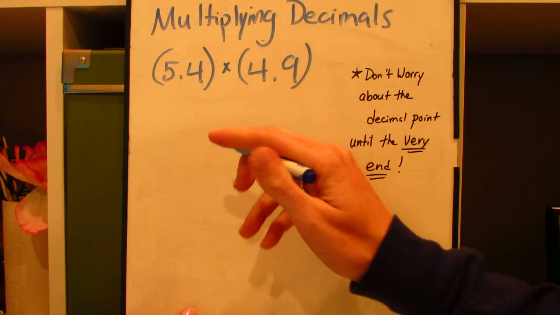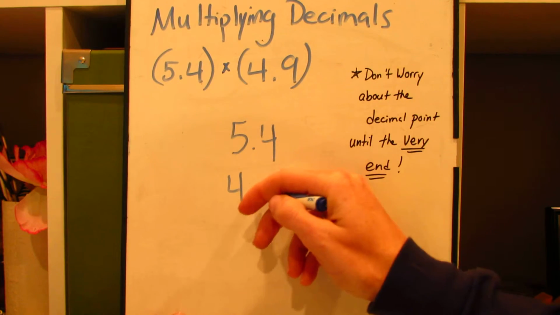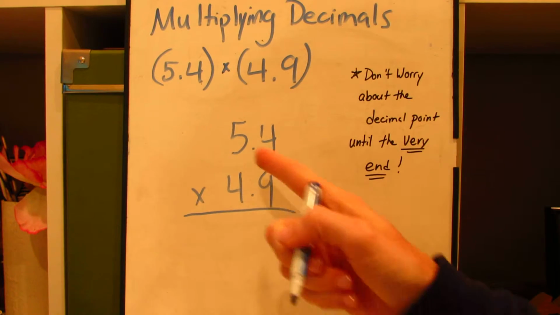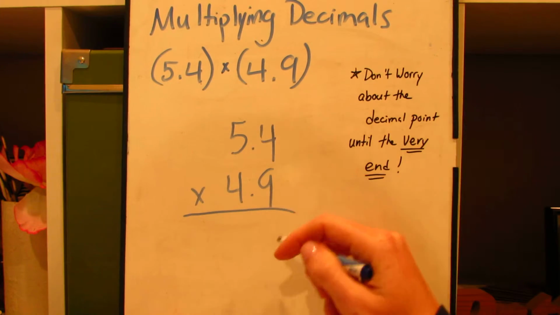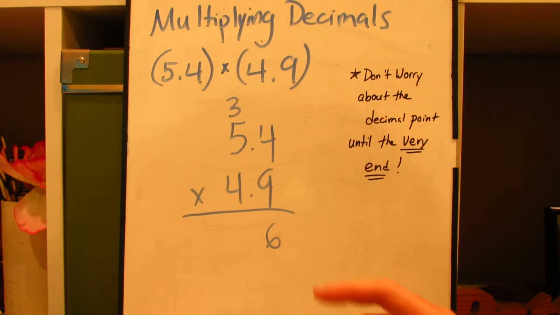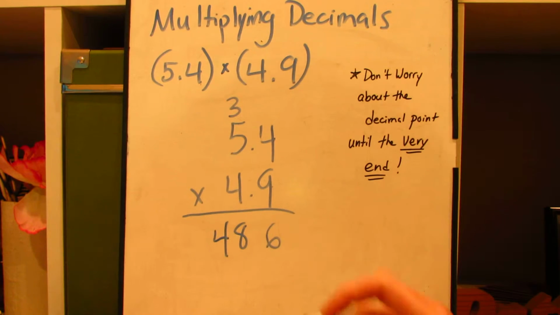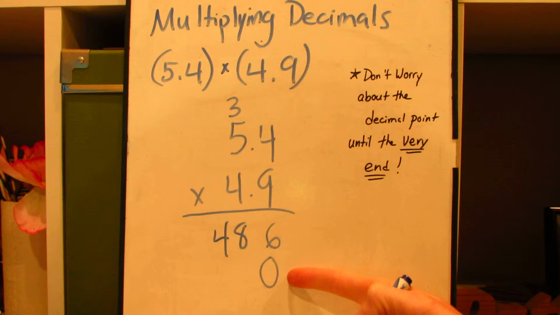Alright, here we go. I'm going to multiply vertically. So again, don't worry about the decimal points. You're thinking of this problem as 54 times 49, and just multiply normally. 9 times 4, 9 times 5 is 45. Add 3 more, that's 48. Annex a 0 down here. And again, if you don't know why I'm putting this 0 down, watch my video on multiplying multi-digit numbers.